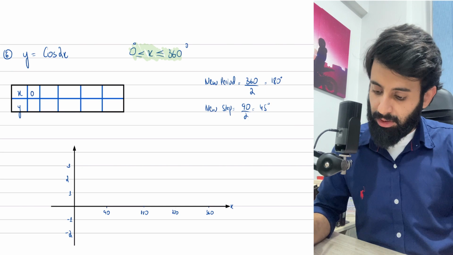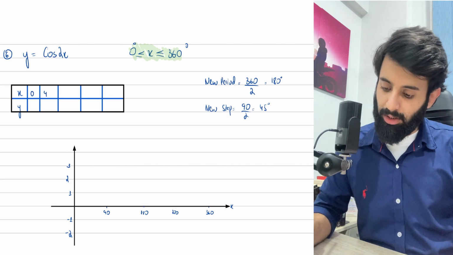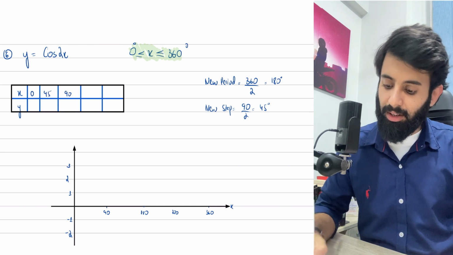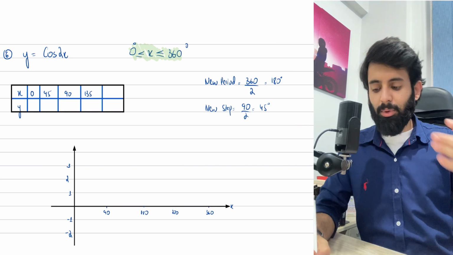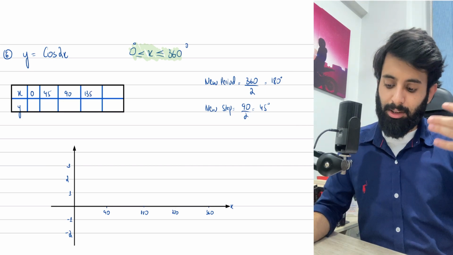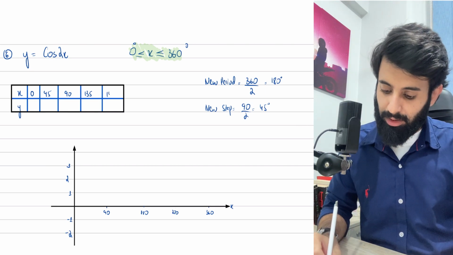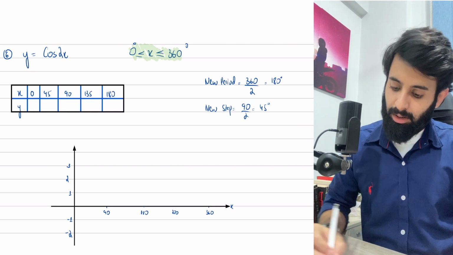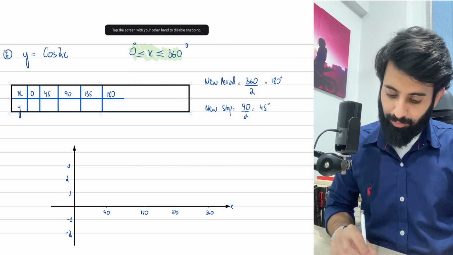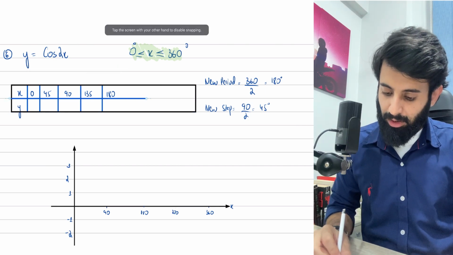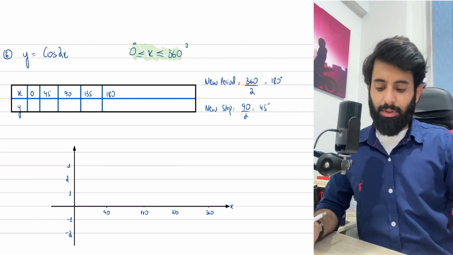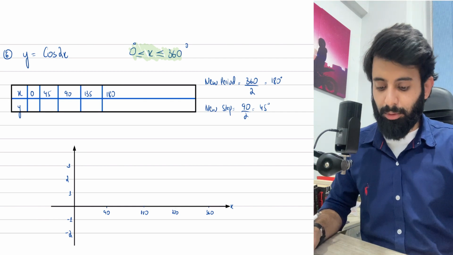We'll start by plugging in 0, and then we'll plug in 45, and then 90, and then 135. So you can see what I'm doing is I am just increasing the values of x by 45 degrees, and then 180. Now if you want to be smart at this point, I'll tell you how you can be smart and not have to go through the pain of finding out values.